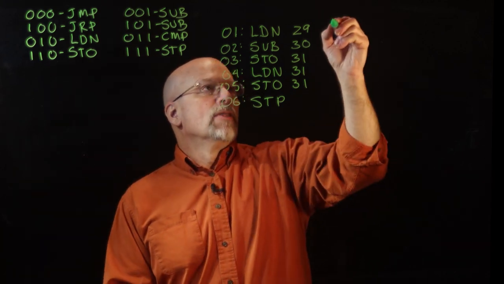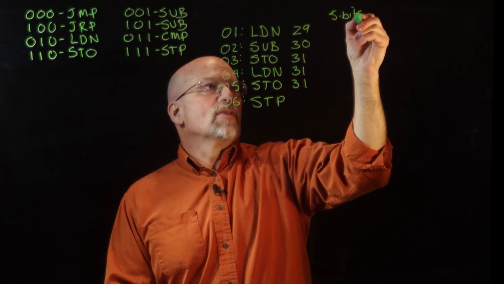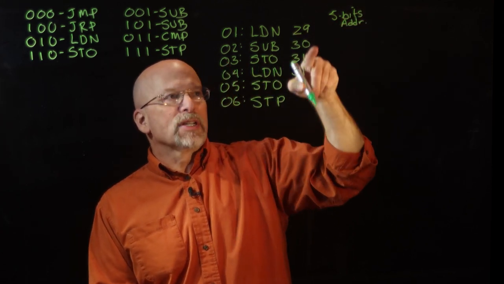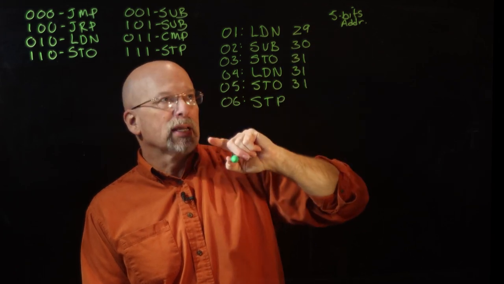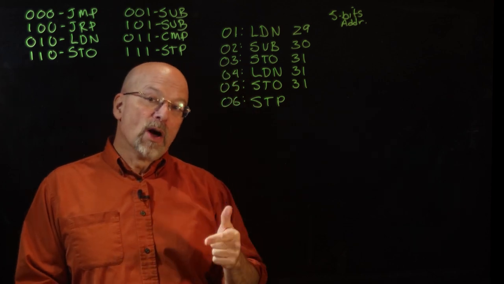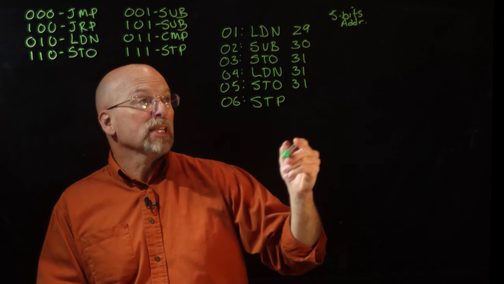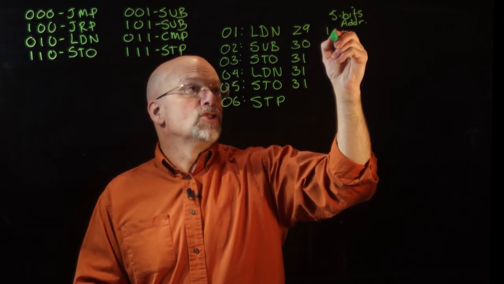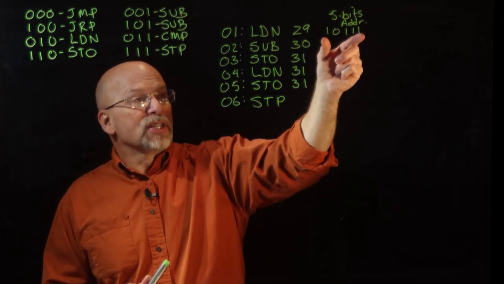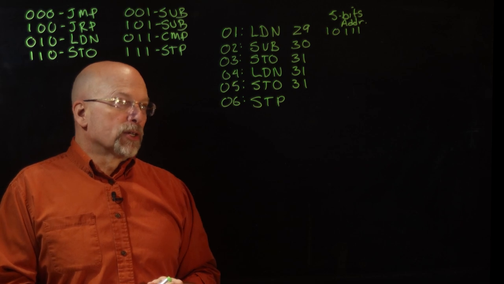Well, remember that the first 5 bits are the address, and that's the address acting as this operand here. The 29 in binary is 11101, which means that because we start with the least significant bit, it's going to be 10111. That will give us the address. And remember, those are the leftmost bits for this memory location.